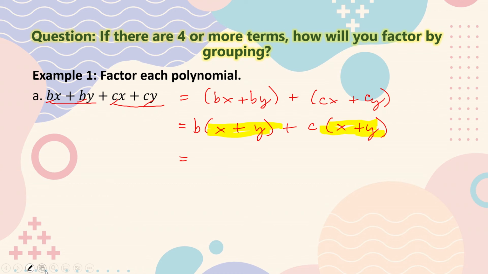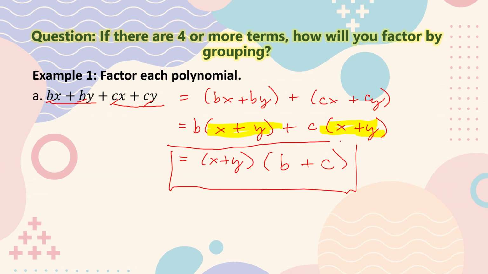So what do we do if that's the case? You will also factor out again, based on the two groups already. So in our first and second group, both of them have x plus y. So you factor that out. What will be left in our first group if we factor out x plus y? That would just be b. What will be left in our second group if we factor out x plus y? It's just c. So there you go. That's the factored form of bx plus by plus cx plus cy.